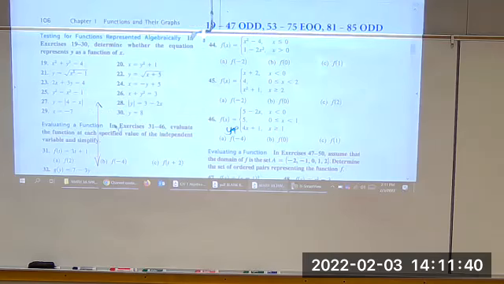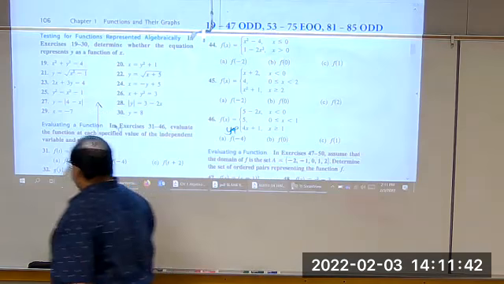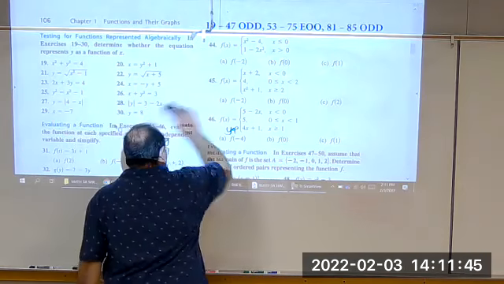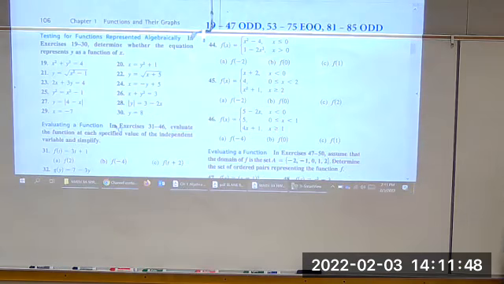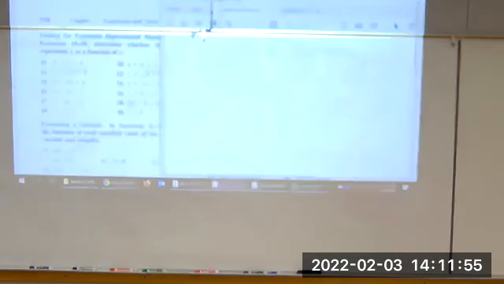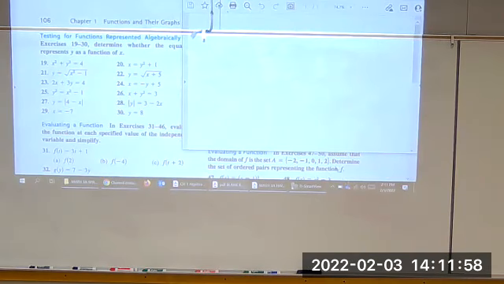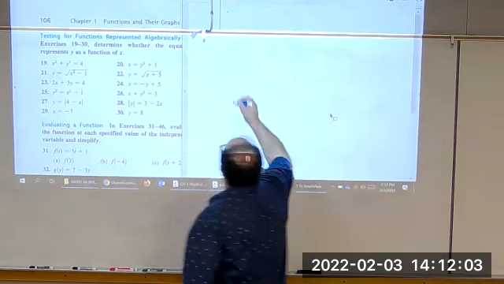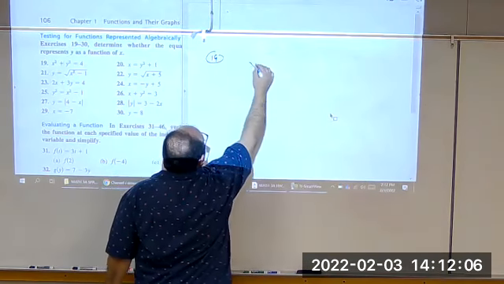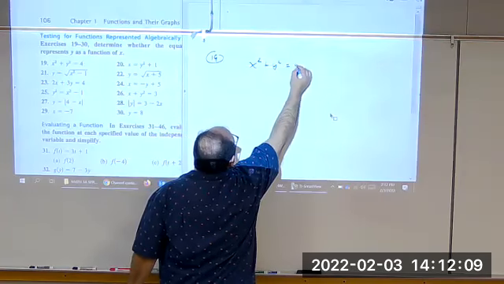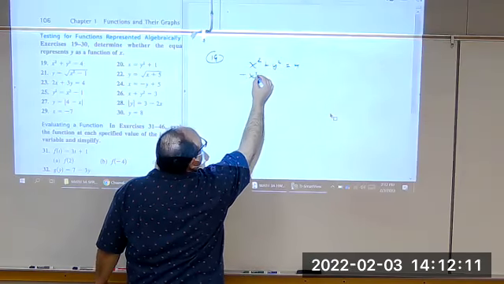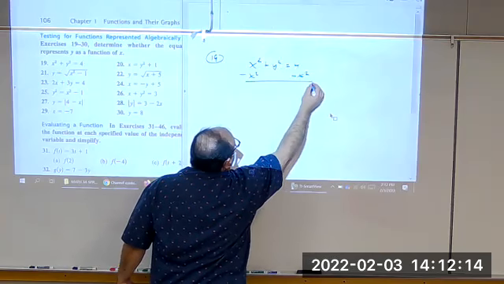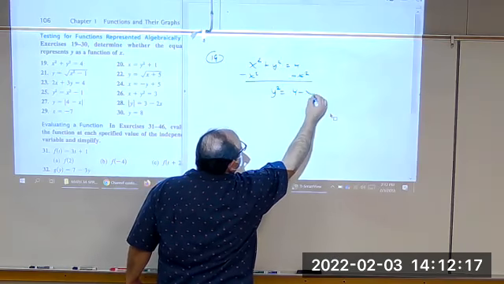So 19: x squared plus y squared equals 4. If y is a function of x, that means we're only going to get one y for every x that we plug in. So if we subtract x squared, we get y squared equals 4 minus x squared.